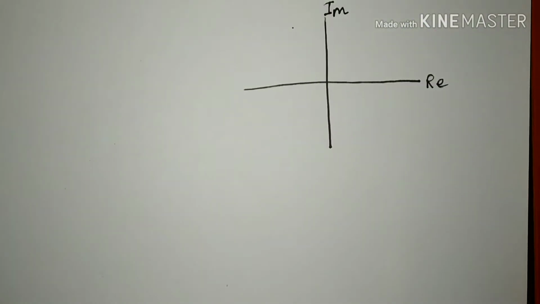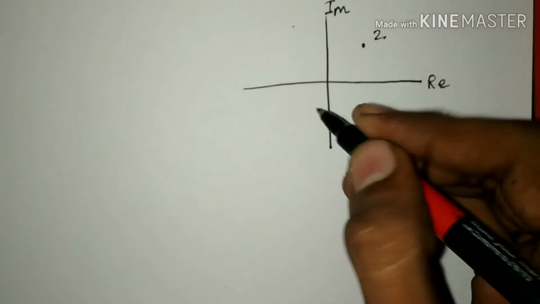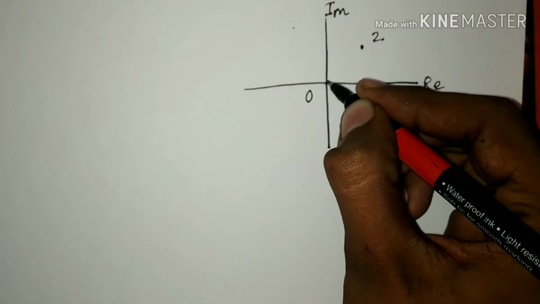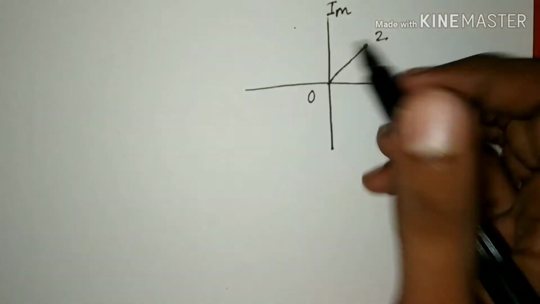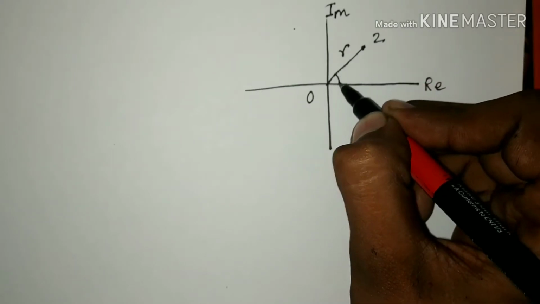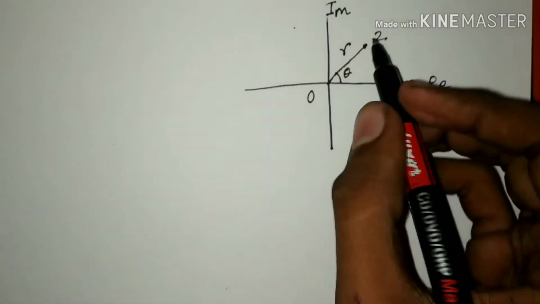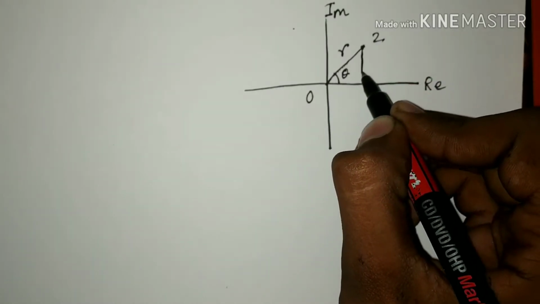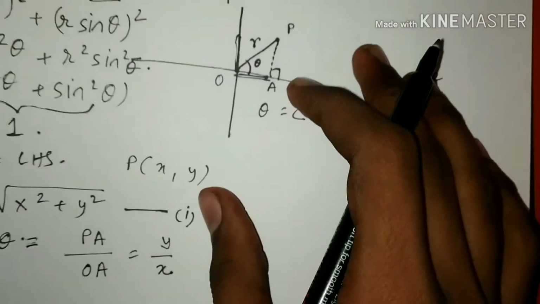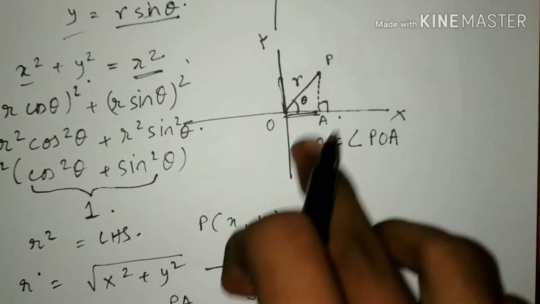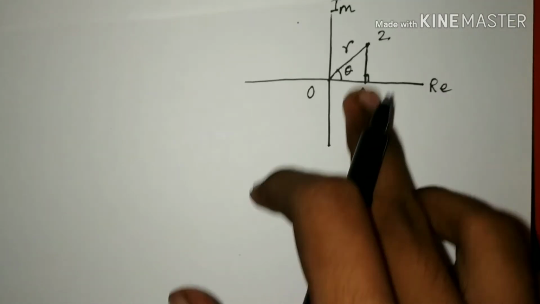And now what happens, we take a point, a complex number. We take the origin, we join the complex number and the origin. Now the distance between the number and the origin, we write it as r. The angle made by OZ with the real axis is called theta, and we drop a perpendicular and name it A. Now see, it's almost similar to the graph we had drawn when I was explaining the polar coordinates. So it's almost the same.